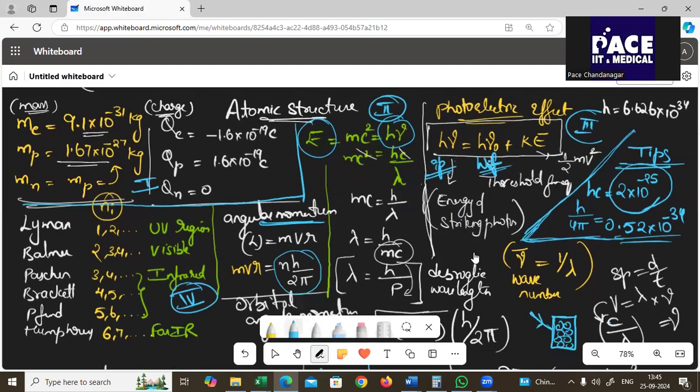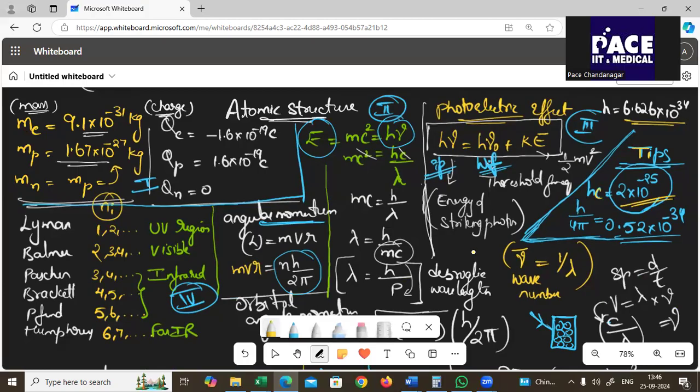And HC, whenever you see HC, you can use this tip. HC is 2 into 10 to the power minus 25, because the H value is 6.626 into 10 to the power minus 34 and the C value is 3 into 10 to the power 8 meters per second. When you multiply that, it is roughly 2 into 10 to the power minus 25. That is the HC value. Wherever you see HC, you would use that.